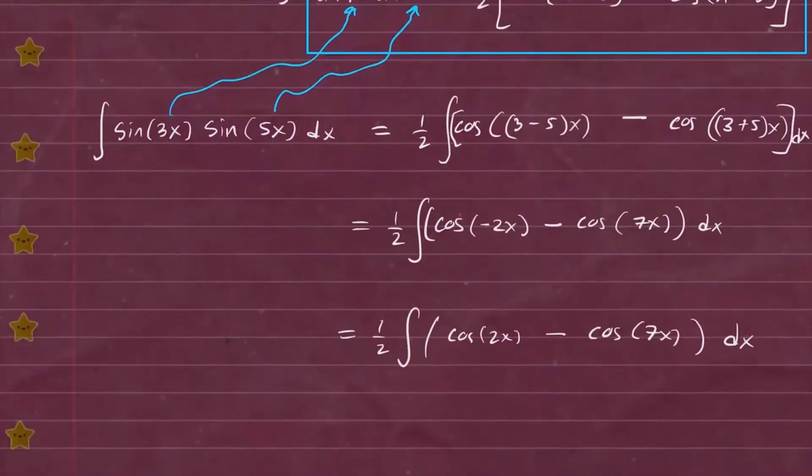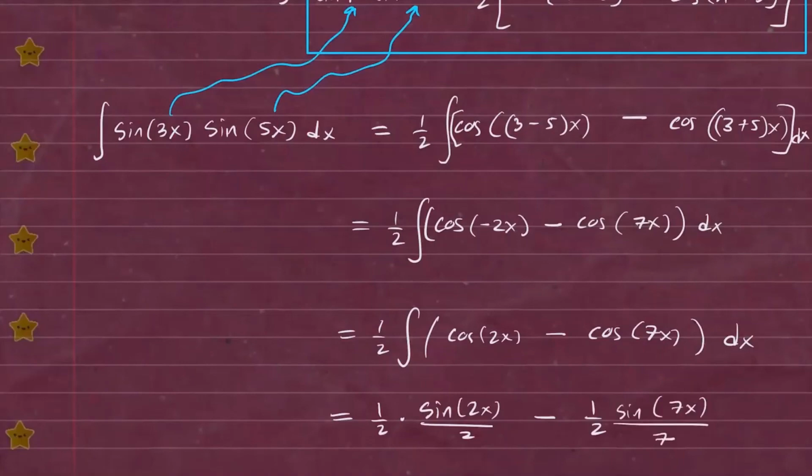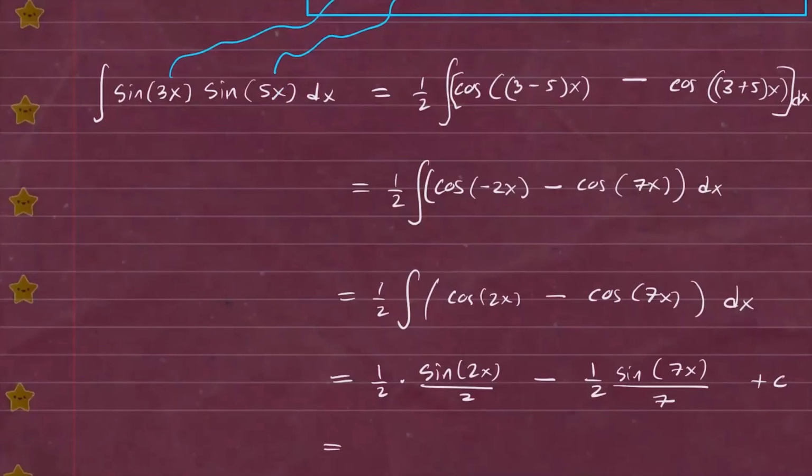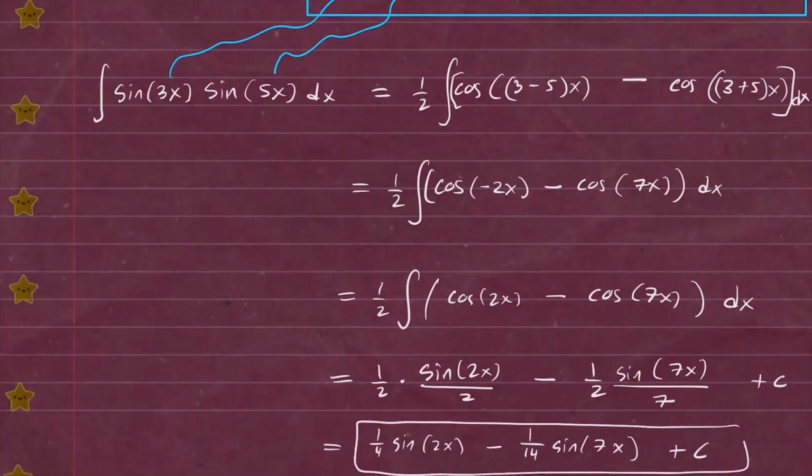Now I'm going to go ahead and integrate these. So this is equal to 1/2 times cosine of 2x. The integral of that is sine 2x over 2, minus, now distribute the 1/2 to cosine 7x, the integral is going to be sine of 7x over 7, plus c. And now we can simplify our answer. So this is equal to 1/4 sine of 2x minus 1 over 14 sine of 7x plus c. So that is our final answer for this problem.